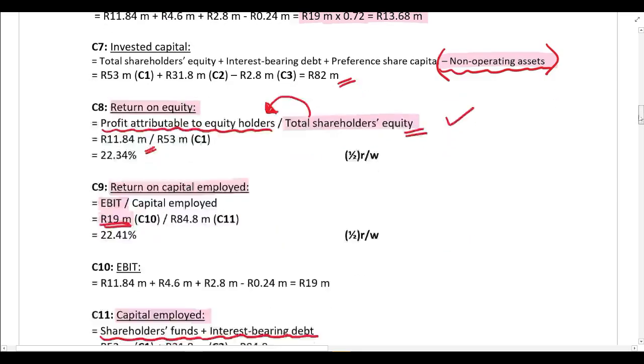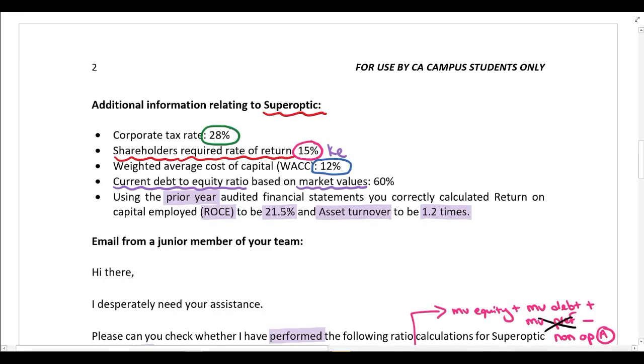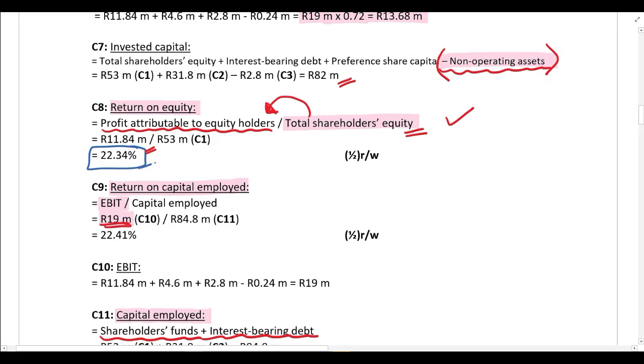Then for return on equity, remember, this is the actual return that ordinary shareholders are getting on their investment. So we can compare this to the minimum return that shareholders want on their investment, or in other words, the shareholders' required rate of return, which is 15%. So the shareholders' minimum return that they want to compensate them for risk is 15%. The actual return is 22.34%. So once again, this indicates positive performance because shareholder funds have been used effectively to create value for shareholders in the current year.